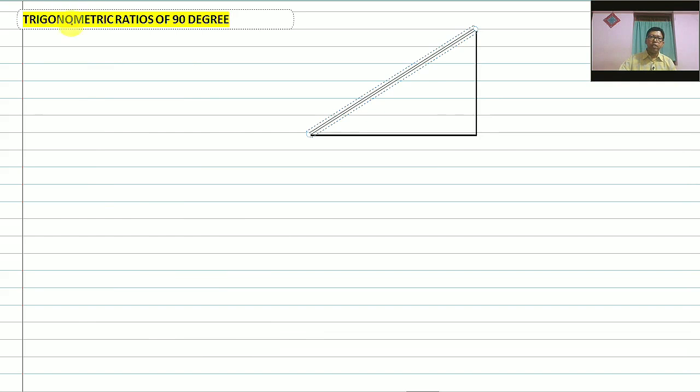Next is trigonometric ratios of 90 degree. Say ABC is a right angle triangle, right angle at B. This is your angle of consideration. Now this is the altitude, this is base. Now what to find is the trigonometric ratio of 90 degree.